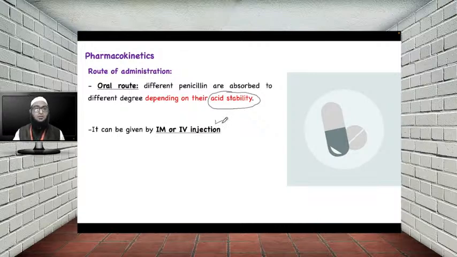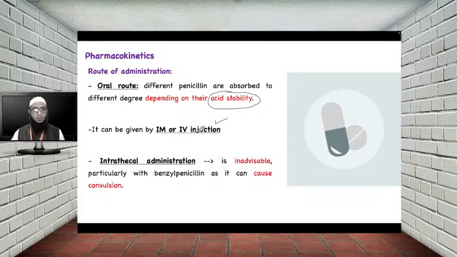We have seen the reason: because it has poor absorption through the oral route, we give it through IM or IV injection. Scientists have also tried another route, intrathecal administration, especially if you want to take the drug towards the brain. The brain is protected by the blood brain barrier, and most of these antibiotics are poorly lipid soluble. So the only option is intrathecal administration, so that you can bypass the barrier and send the drug towards the brain. So in case of a brain infection, this can be tried.